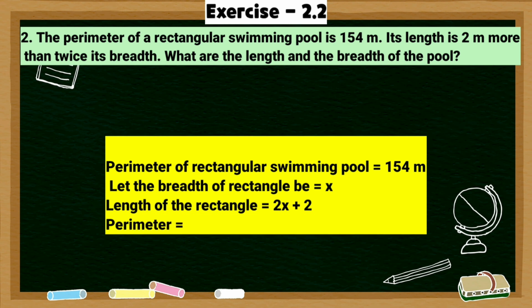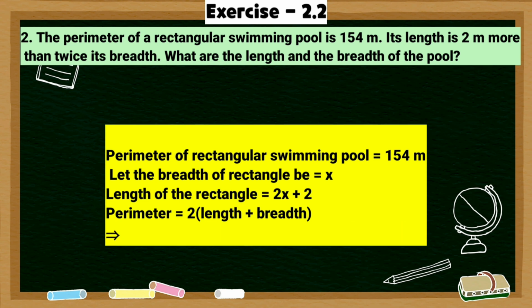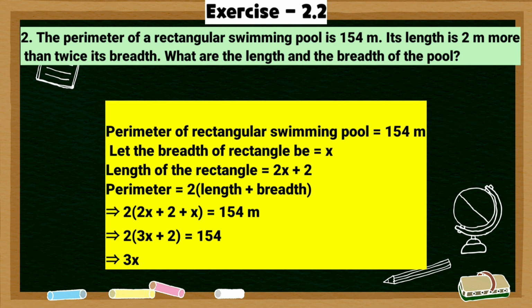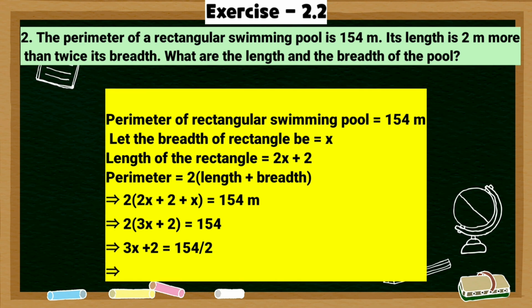Now, perimeter of a rectangle is 2 into (length plus breadth). So, putting the value of length and breadth, we get 2 into (2x plus 2 plus x) is equal to 154 meter, that was given in the question. Now, solving this, 2 bracket, 2x plus x is 3x, plus 2, is equal to 154. On solving, it becomes 3x plus 2 is equal to 154 divided by 2, that is equal to 77. Now 3x plus 2 is equal to 77.